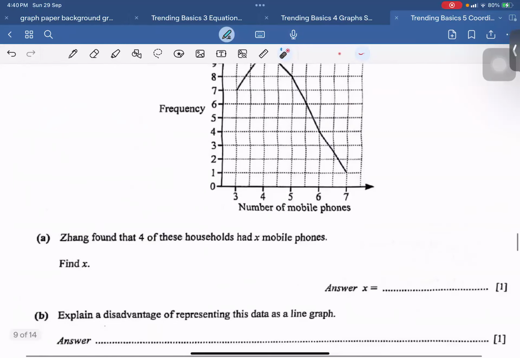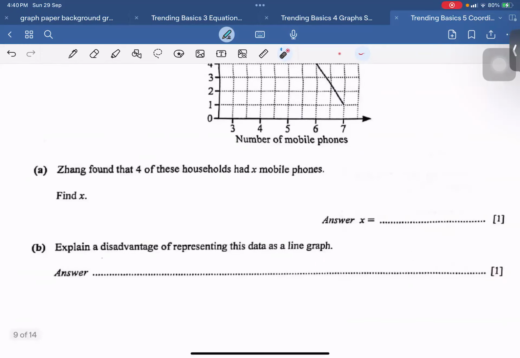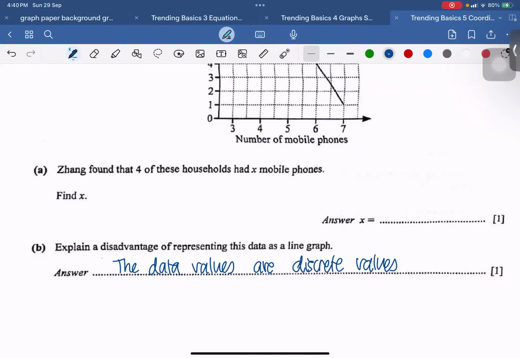The question says explain a disadvantage of representing this data as a line graph. The main keyword is actually that the data values are discrete values. Discrete values means, for example, whole numbers, whole integer numbers. They are not continuous.